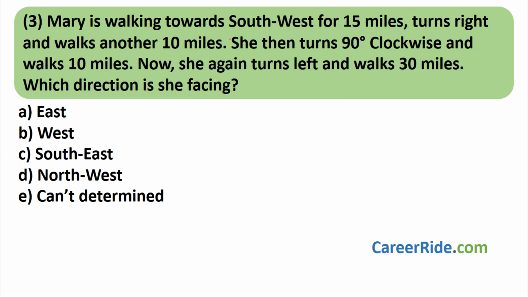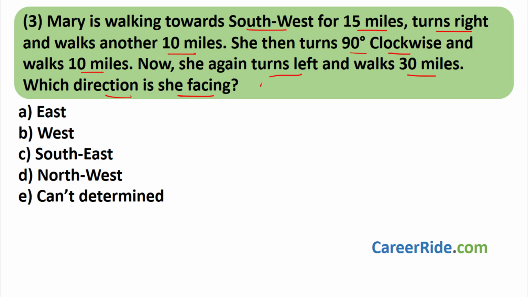Mary is walking towards southwest for 15 miles, turns right and walks another 10 miles. She then turns 90 degrees clockwise and walks 10 miles. Now she again turns left and walks 30 miles. Which direction is she facing?